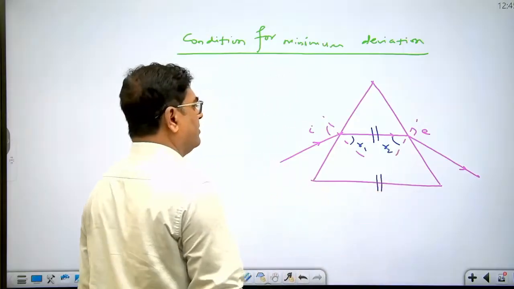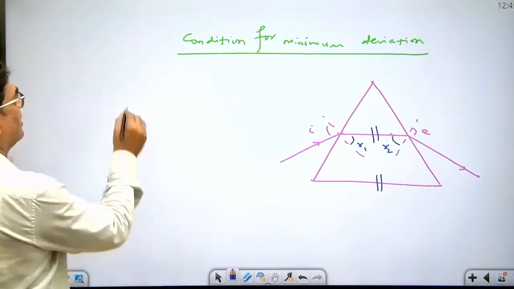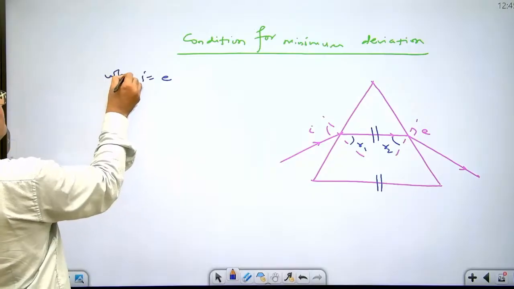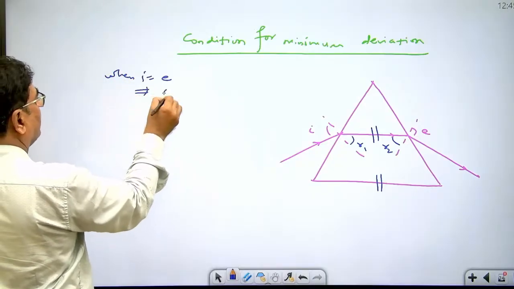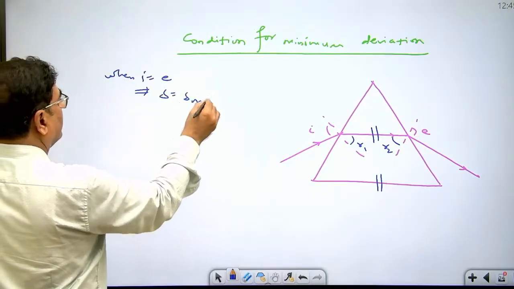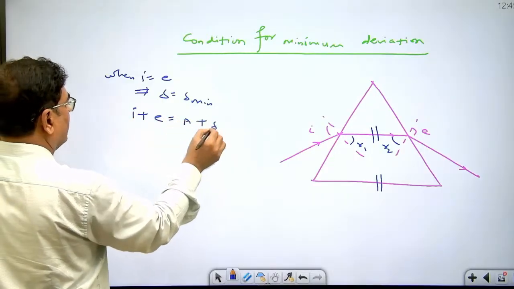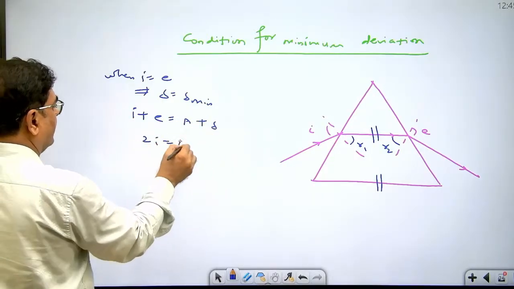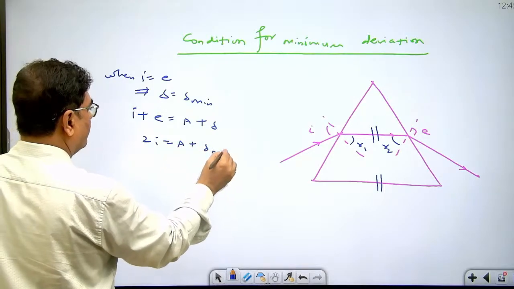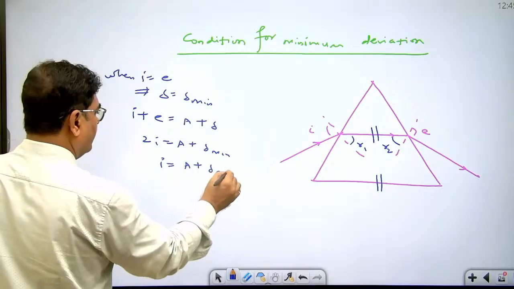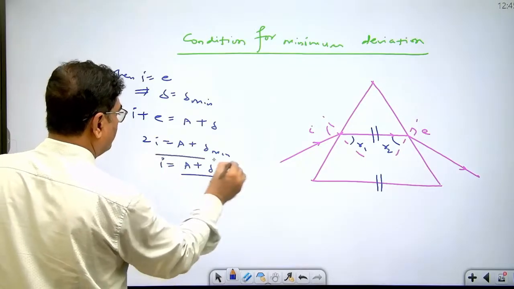So delta remains equal to delta minimum. See here, when I equals E, dear student, delta is delta minimum. In this situation, I plus E equals A plus delta. So we will write 2I equals A plus delta minimum. So that will give us I equals (A plus delta minimum) upon 2.